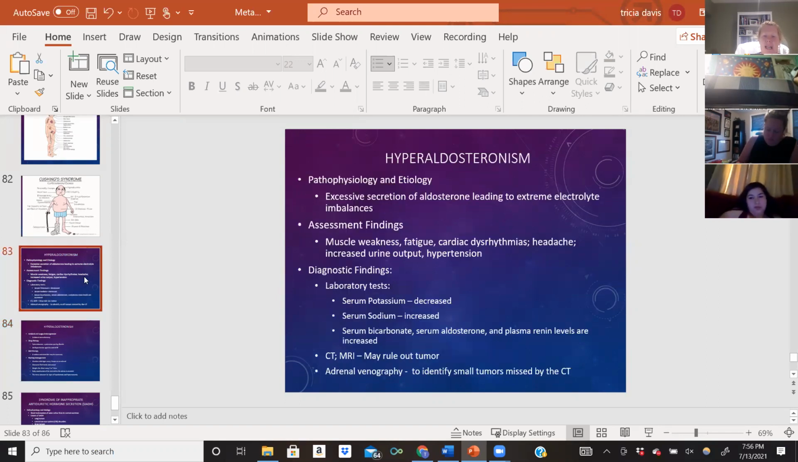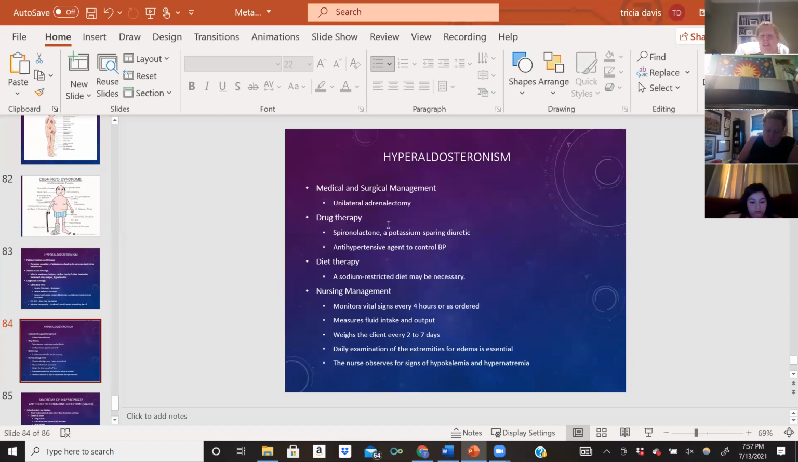So remember we said these patients already have a decreased potassium level, right? So we don't want to decrease it any further. So we want a diuretic that is going to spare the potassium because they can't afford to lose any more. And then their sodium is going to be high, so their diet is going to be a sodium-restricted diet.